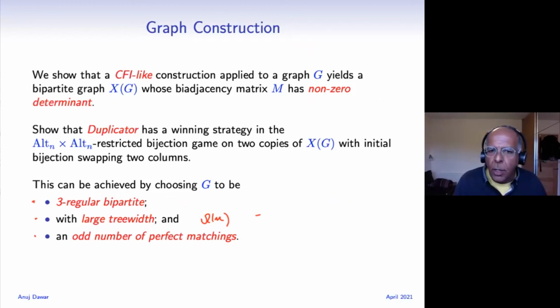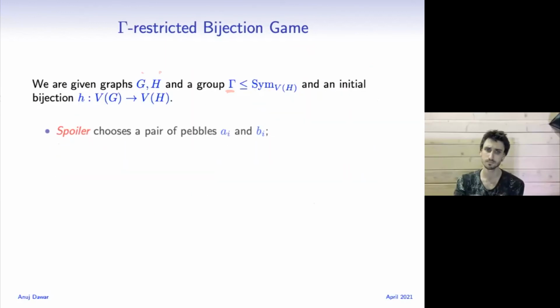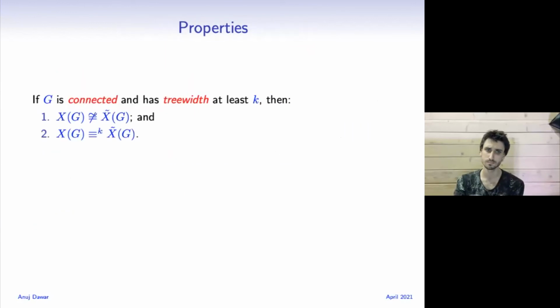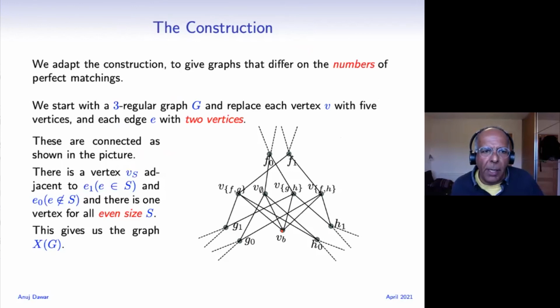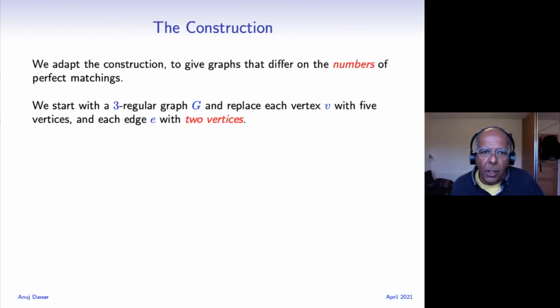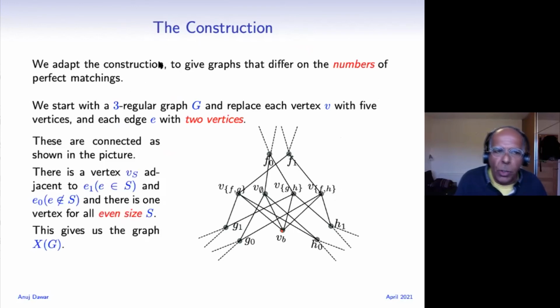I see. So here is, well, actually, let me go back. I skipped over the CFI construction, and it's worth maybe talking a little bit about this. So you start with a 3 regular graph G, right?